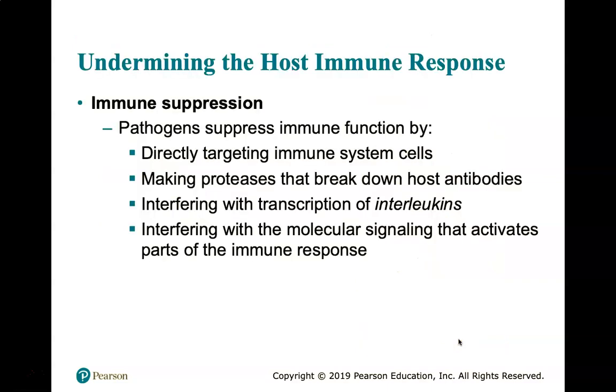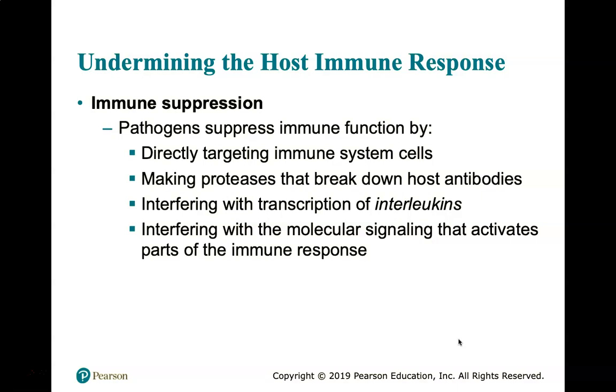Immune suppression. Suppressing the immune system is another way for pathogens to just run rampant and not be controlled. Basically, they can target our own immune cells, so it's kind of like a preemptive strike, so to speak. Before the immune system can make all the cells it needs to fight, the pathogen goes and targets the immune system cells on purpose, and it starts killing them before they can actually attack the pathogen.